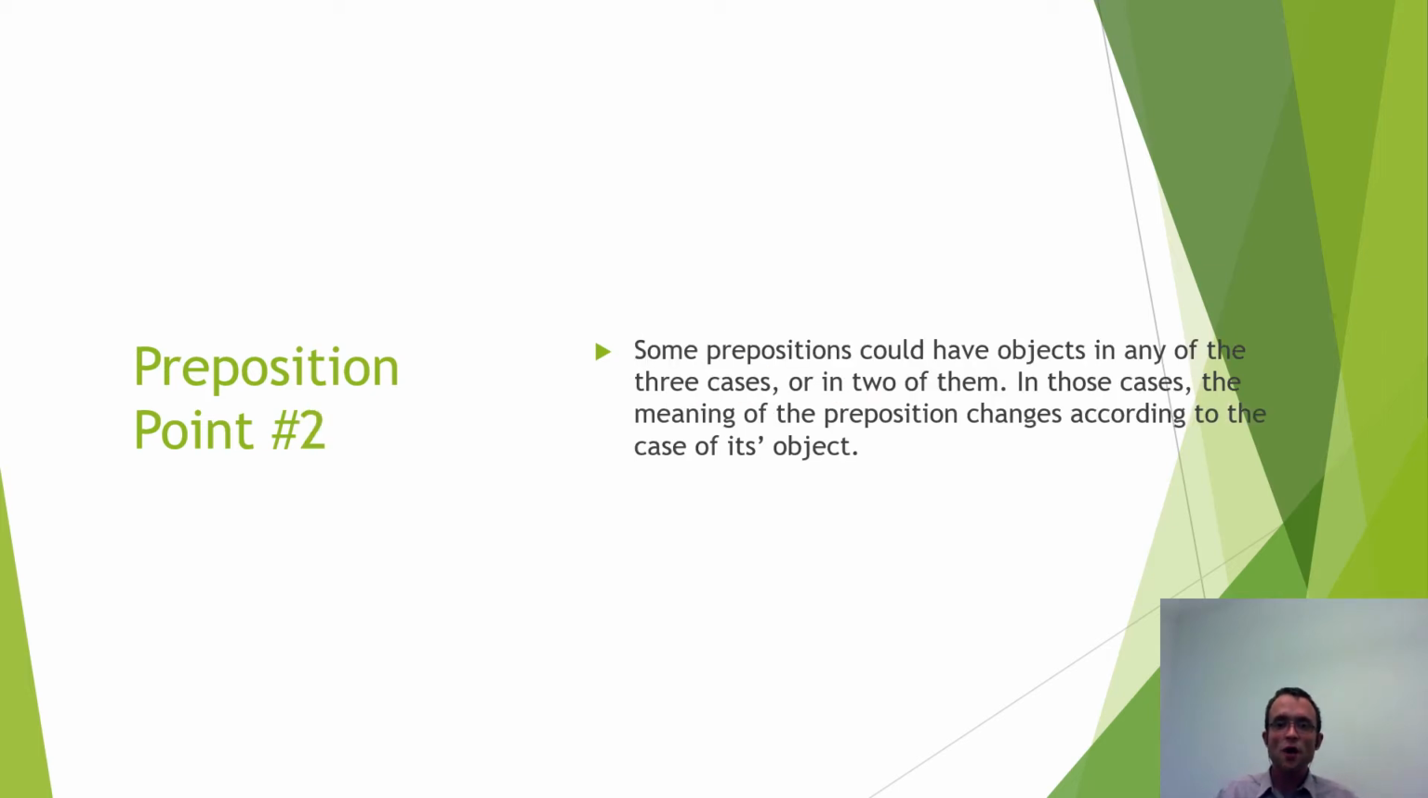Some prepositions could have objects in any of the three cases, or in two of them. In those cases, the meaning of the preposition changes according to the case of its object. So what that means is that you could have a preposition with an object in the genitive case, and then that preposition might mean over, and then you could have the same preposition with an object in the accusative case, and that preposition then might mean because of, or something like that. We'll see more examples of this. Right now it's probably sounding all really weird and crazy, but we'll see more examples, and not just in this chapter, but in other chapters down the road.